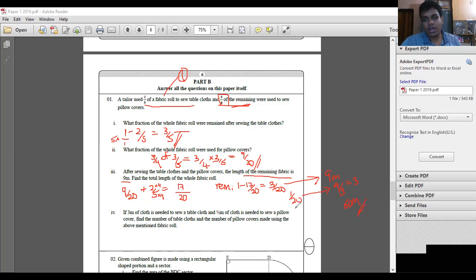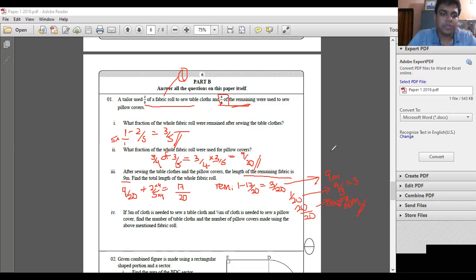1 over 20 over 21, and 20 over 21 and 3 times 20. That will give you 60 meters. Then moving on, that is the direct proportion method we have used up.